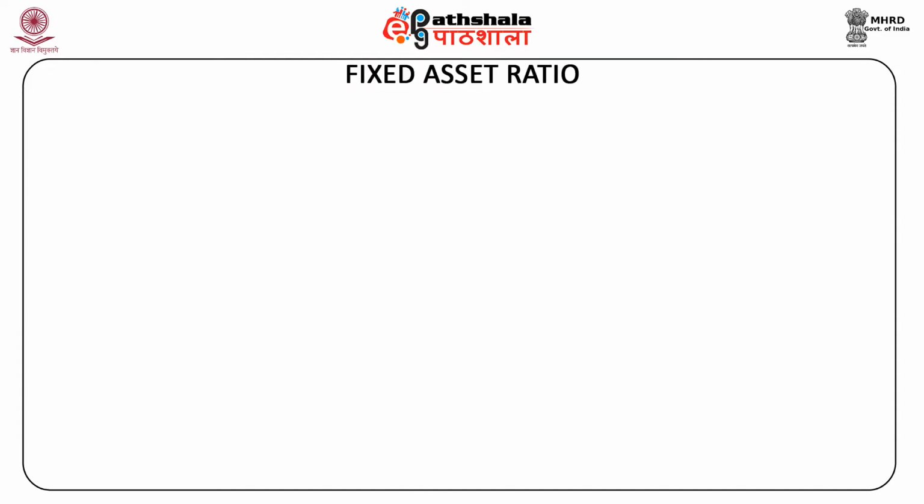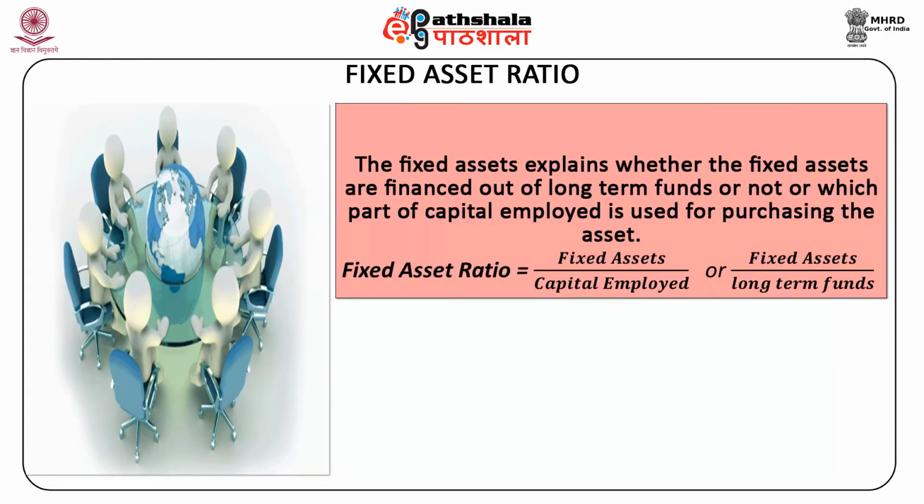Fixed asset ratios. The fixed assets ratio explains whether the fixed assets are financed out of long-term funds or not, or which part of capital employed is used for purchasing the asset. It is calculated as follows. Fixed assets ratio is equal to fixed assets divided by capital employed or fixed assets divided by long-term funds.